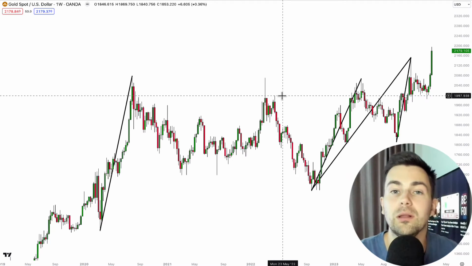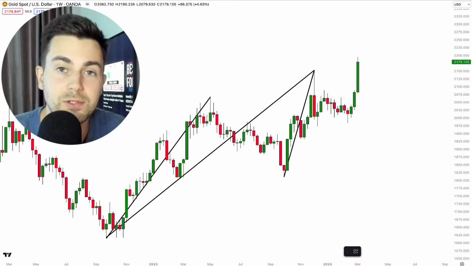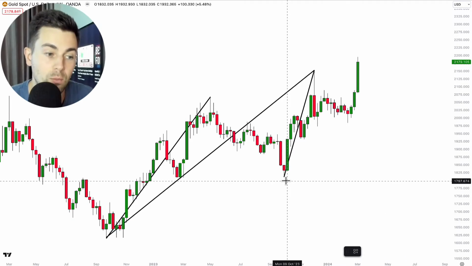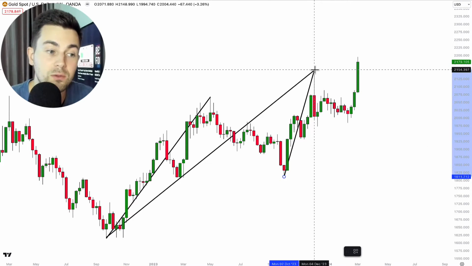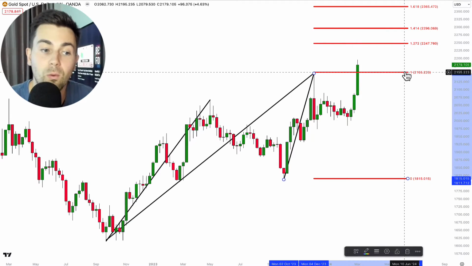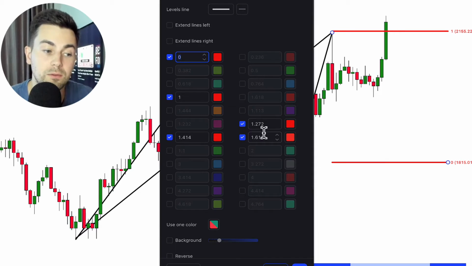Now we will execute the Fibonacci analysis. What we will do, we will apply Fibonacci extension tool based on all the waves that we identified. We will draw Fibonacci extension from the low of the wave to the high of the wave. And here are the important Fibonacci levels that we should consider: 1.272, 1.618 and 1.414.